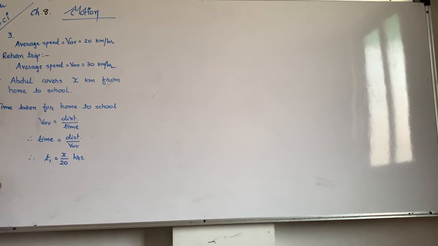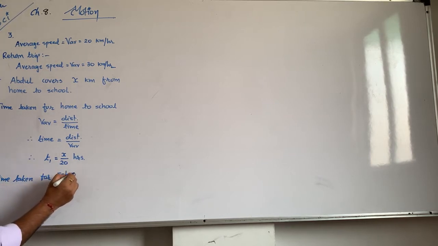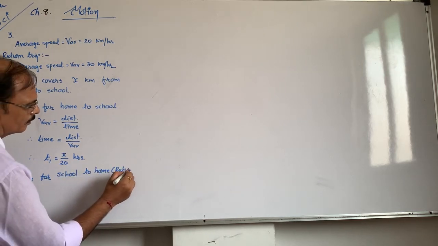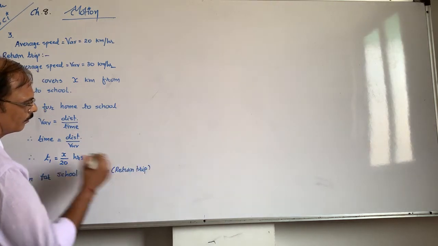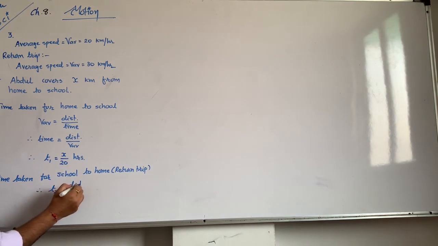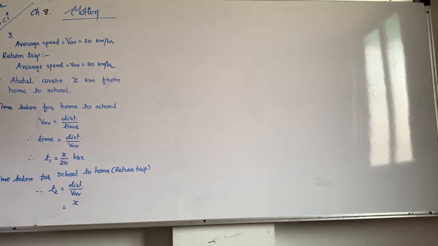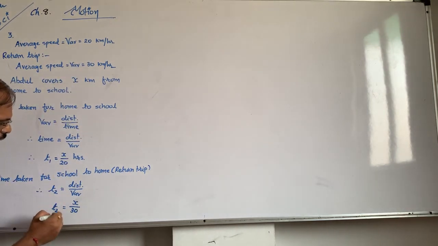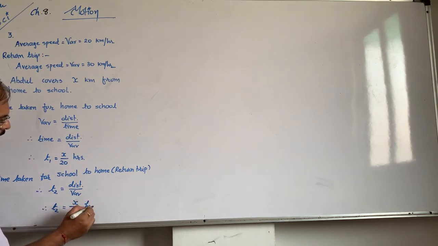Now time taken for school to home, that is the return trip. Time T2 equals distance upon average speed of return trip. Distance is the same because we chose the same route, and because of less traffic the speed increases, here 30. Time T2 is x upon 30 hours.